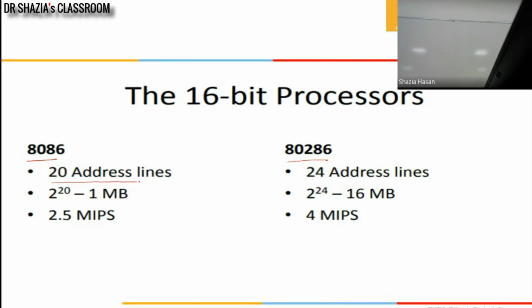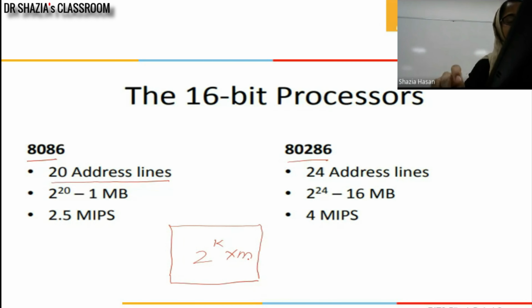Apart from that, 8086 has 20 address lines. A memory unit: how do we define the size of a memory unit? I think a couple of slides down I have that as well. Any memory unit, we represent the size of a memory unit in terms of 2 to the power k cross m, or in some places it will be written as 2 to the power k cross n. What do you mean by this? What is k and what is m?